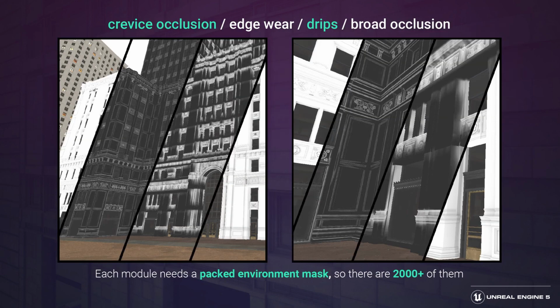So here you see our crevice occlusion, edge wear, drips, and broad occlusion. This makes up our packed environment mask. Every building module needs one, so there are 2,000 of them. Luckily, since this process can be automated, no artists were harmed in the making of this texture.